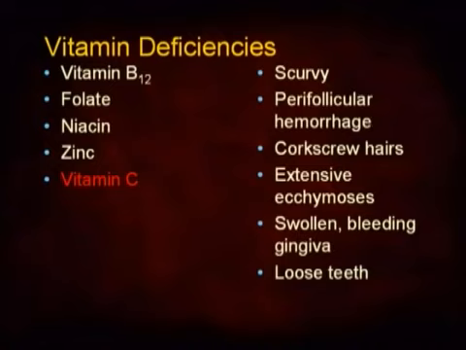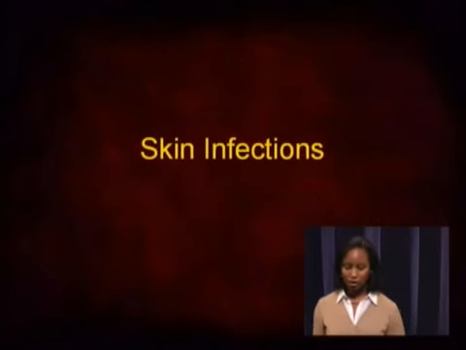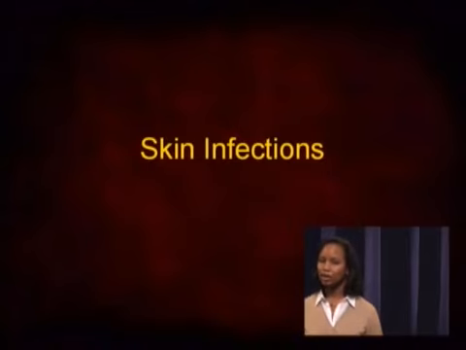And then vitamin C deficiency, you're all familiar with as causing scurvy. So patients develop perifollicular hemorrhage, and they can have a lot of ecchymoses or bruising. They also have loose teeth, and this can affect the gingiva as well. So they have a lot of swelling of the gingiva, and sometimes can have bleeding here, and also can lose teeth sometimes. So that's nutritional deficiencies, and now we're going to move on to skin infections.